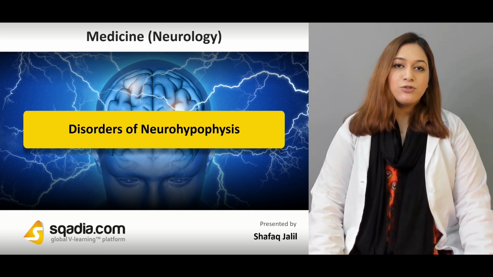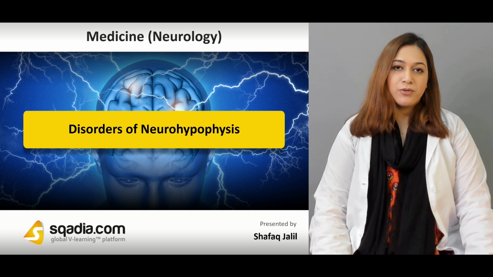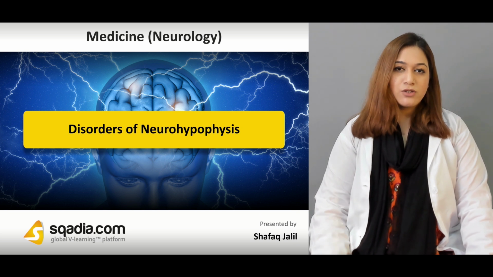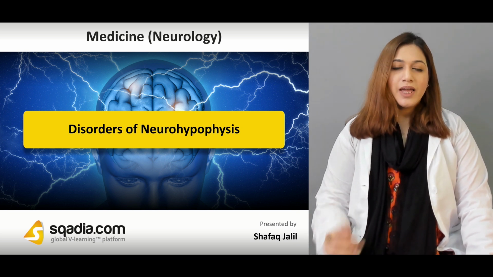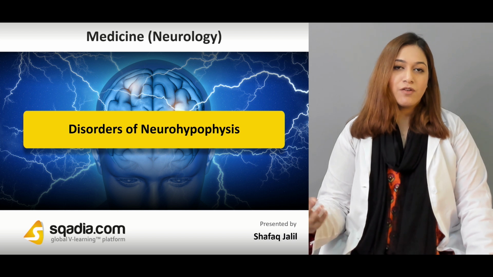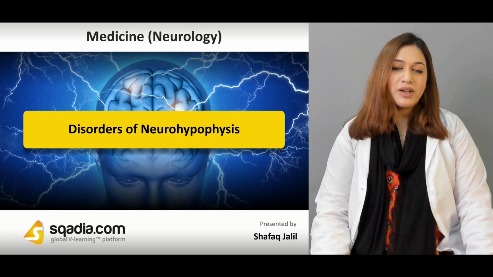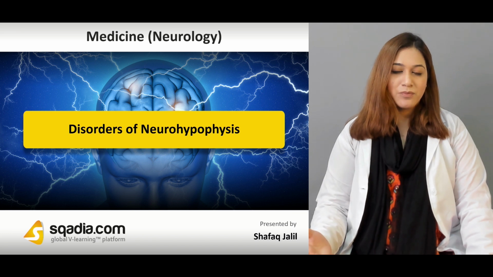There are mainly two secretions of the neurohypophysis. One is AVP, also known as antidiuretic hormone, and the other one is oxytocin. AVP acts on the distal tubules of the kidney in order to conserve water, whereas oxytocin is basically involved in postpartum milk let down in response to suckling.